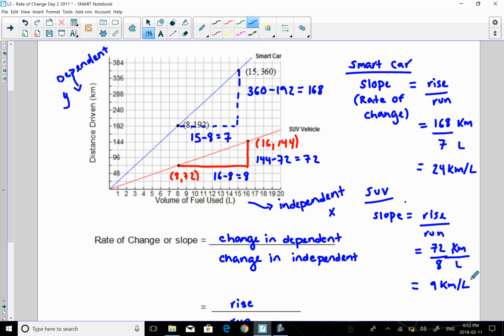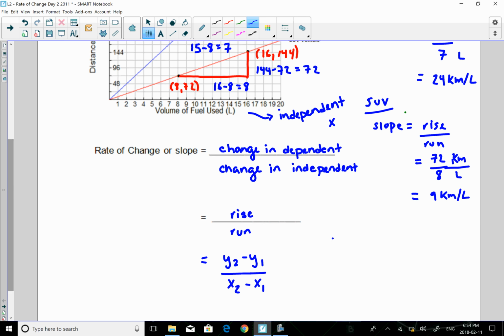Per liter, sorry. So we're getting 24 kilometers per liter with a smart car and only 9 kilometers per liter for the SUV, which means that the smart car is more fuel efficient, because you get more kilometers per liter.